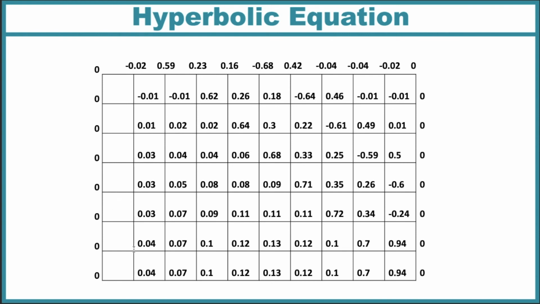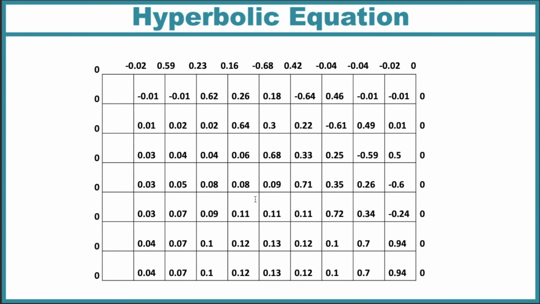0.07 minus 0.04. So it is 0.03. To find this value, it is 0.03 plus 0.09 minus 0.07. It's 0.05. To get this value, 0.07 plus 0.11, so it becomes 0.18 minus 0.1, so it gives the answer 0.08. So to get this value, it is 0.09 plus 0.11 minus 0.12. We get the value as 0.08.